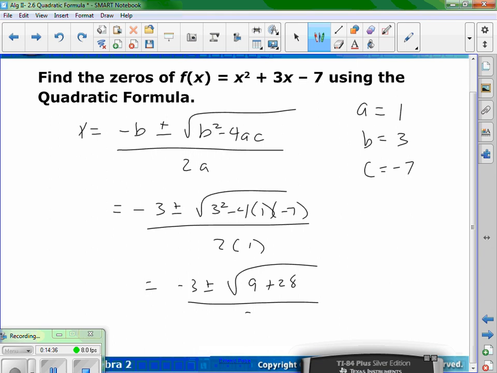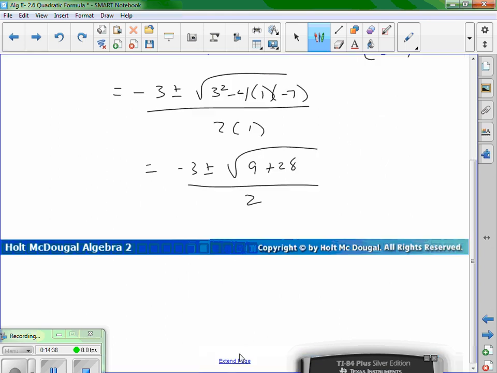Not everyone wants 2. What's 9 and 28? Negative 3 plus or minus square root of 37 all over 2. Can I do anything with 37? No. Why not? None of the perfect squares go into it, also 37's prime. We're done. That's your answer.